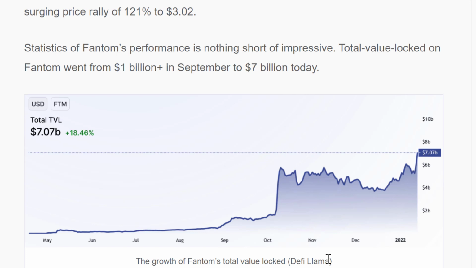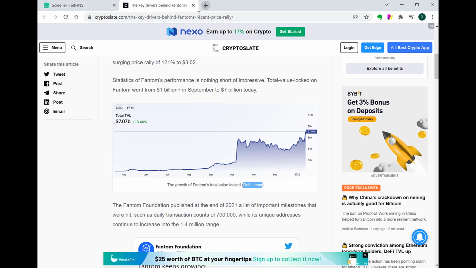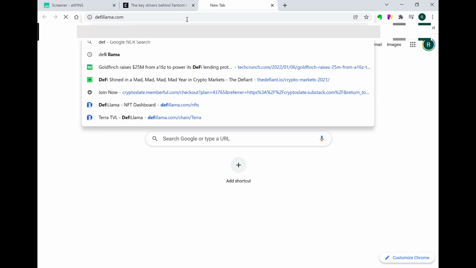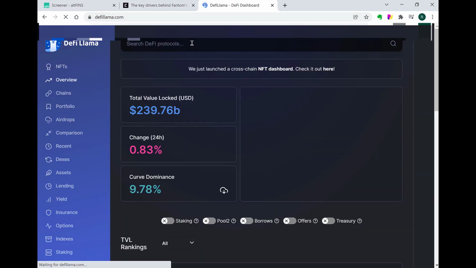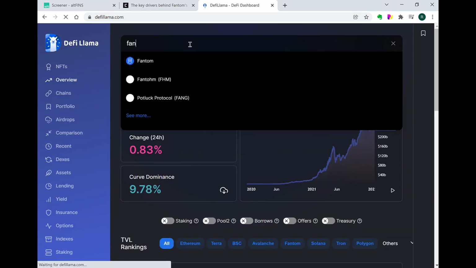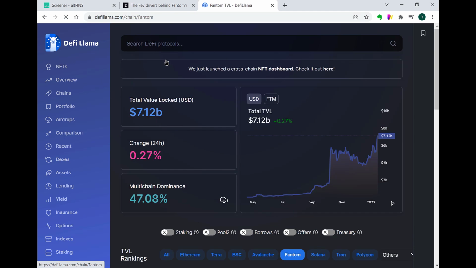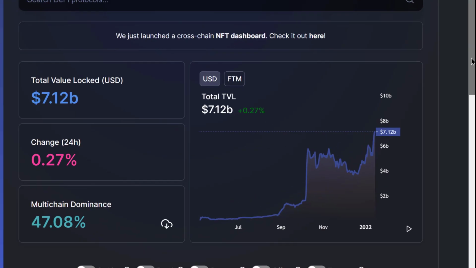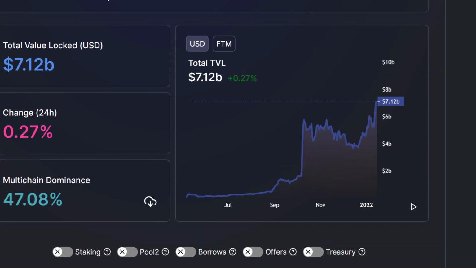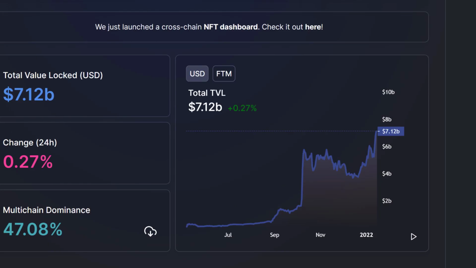In fact, if you look at the source, DeFi Llama, we can go straight there, DeFi Llama, and check out Fantom right here. Okay, and we can see that same chart. So this is the source of that data. Yep, we're hitting new highs in terms of the total value locked, 7 billion. And I think that is pushing the price higher.